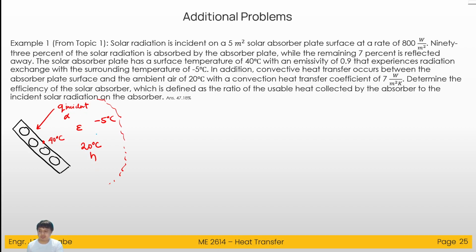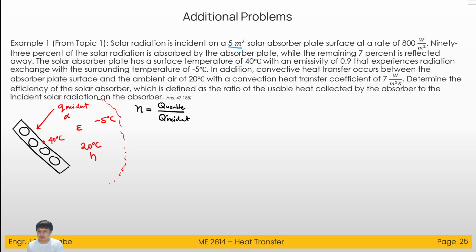How do we solve for the efficiency of the solar absorber? The efficiency is just the ratio of the usable heat, Q usable, versus the available, or the irradiation, or the incident. So how much radiation is utilized by the absorber? How do we find the Q usable and the Q incident? For the Q incident, since we have an area, we can just multiply the heat flux and the area.